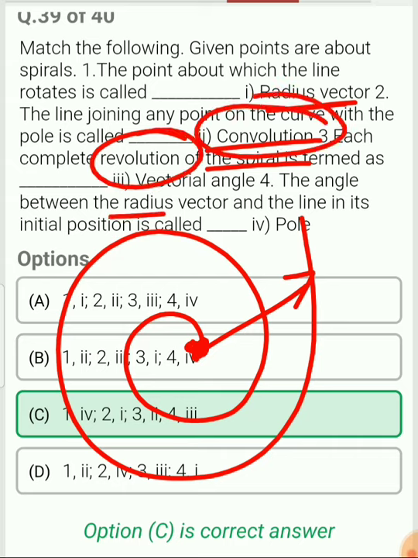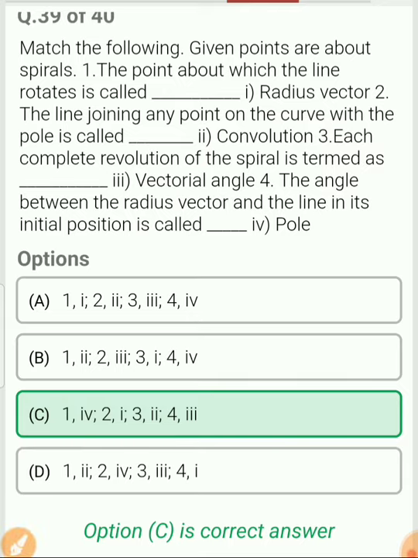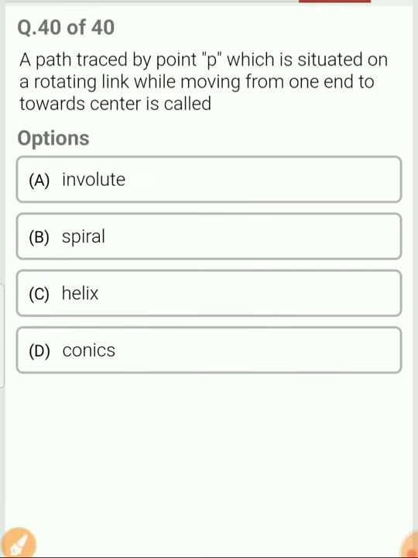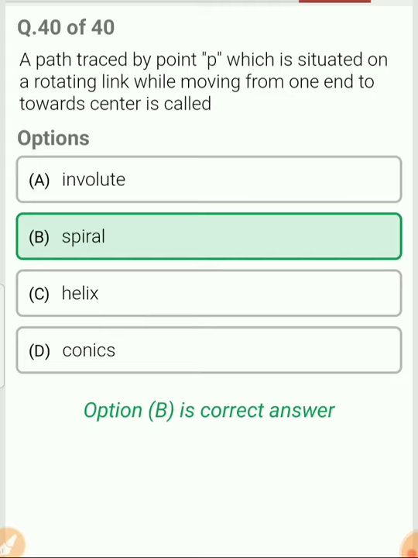And the angle between the radius vector and the line in its initial position is called what? Let's say this is the line in the initial position. The angle between the line and the radius vector is called the vectorial angle. Last, the path traced by the point P, which is situated on the rotating link while moving around one end towards the center, is called what? It is called a spiral, right? So these are the definitions related to engineering graphics, and you need to remember the definitions of all the curves given in this chapter.